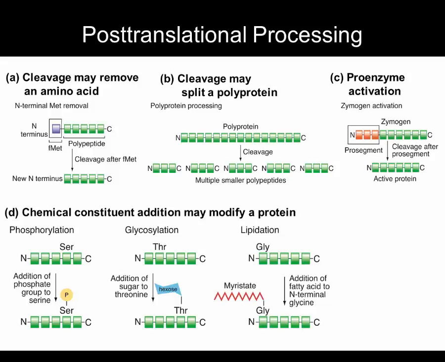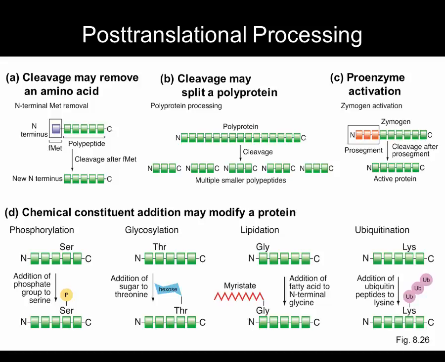Lipidation is modification with fatty acids. This can help localize proteins to cell or organelle membranes. Ubiquitination is the attachment of another small polypeptide, called ubiquitin, to the protein. This can serve several roles, but it is most commonly used to indicate that the protein is no longer needed by the cell and can be degraded.